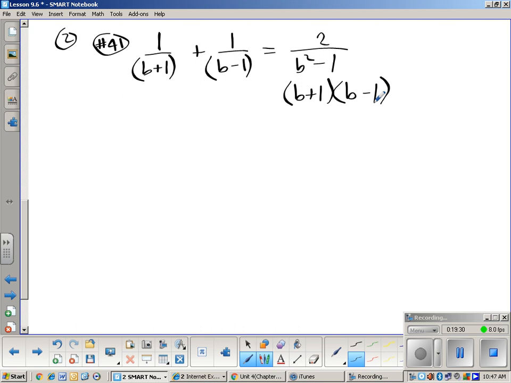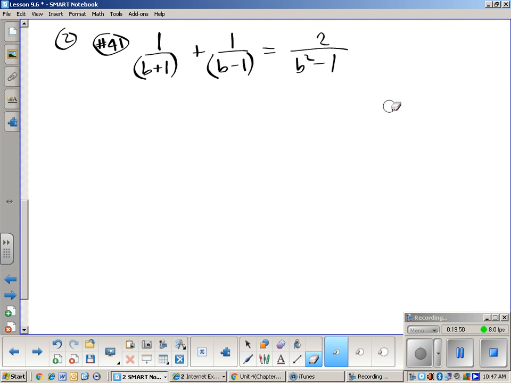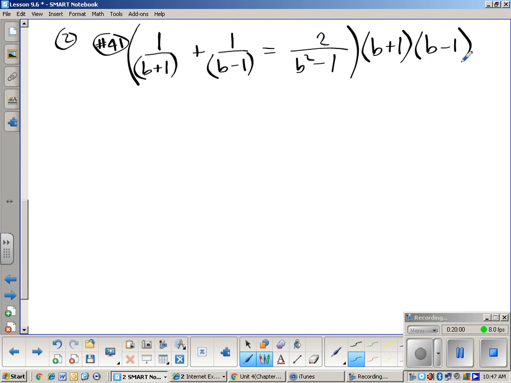Remember yesterday we were adding, we had to have a common denominator? Today we're not adding, so what we're going to do is multiply. Well, that's not what I want to do. Just erase that so it's not in the way. So all we're going to do now is multiply everything by that denominator, b plus 1, b minus 1, just like we did with the 6.